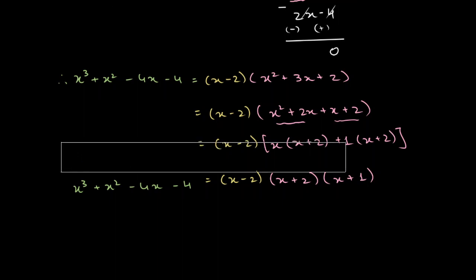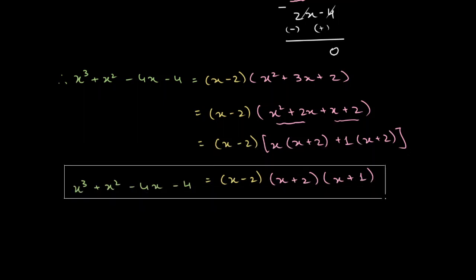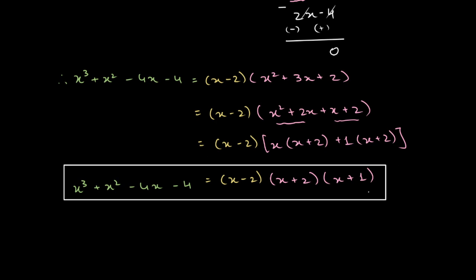This is what they mean by complete factorization. They want us to have all the factors. Remember, it's a cubic polynomial, so it will most likely have 3 factors. A quadratic polynomial, highest power 2, has 2 factors, and so make sure you factorize the polynomial till you get 3 factors.